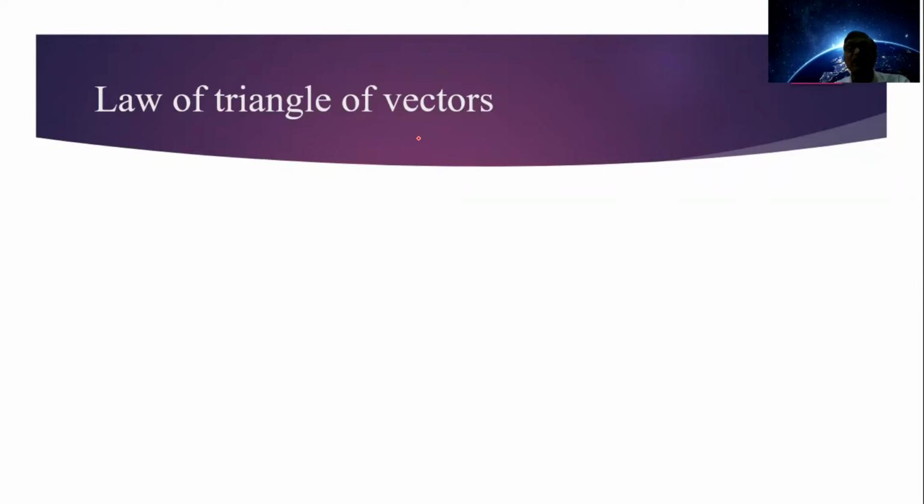Now let us see about the law of triangle of vectors. When the vectors are along the same direction, that is, they are parallel to each other, or in opposite direction, that is, anti-parallel to each other, their addition can be done easily. But when the vectors are in different directions, for their addition, we can use the law of triangle of vectors.